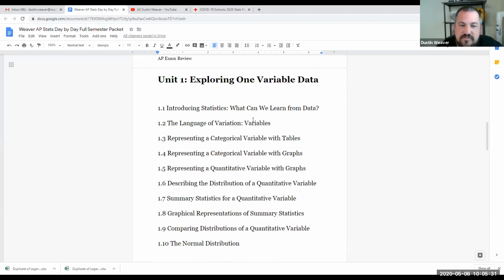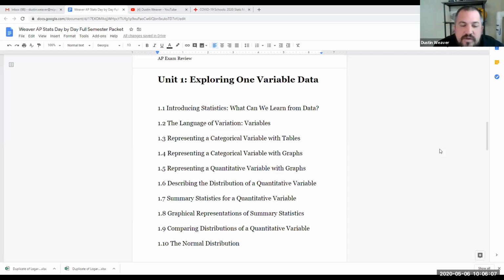is the language of variation. So what is a variable? That's the first one. If you haven't thought about what a variable is, it's something that measures a subject, something that we're talking about. So it's a measurement type of thing. And then the next section is representing a categorical variable, and representing a categorical variable with graphs. So tables and graphs are the next two sections.